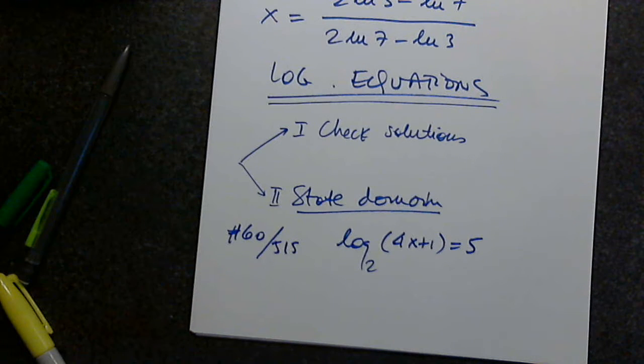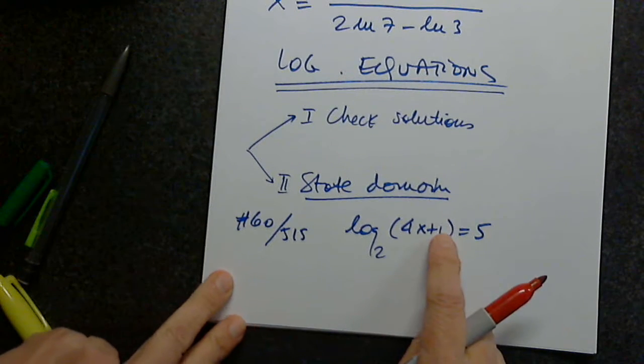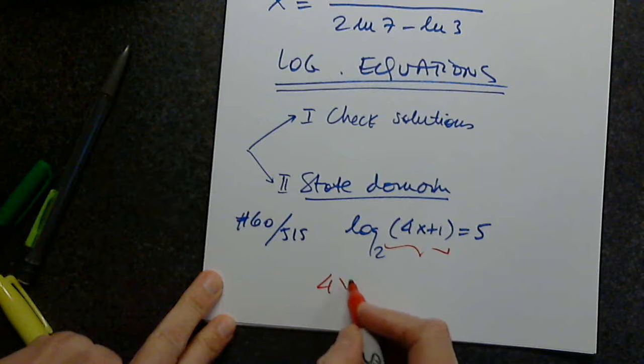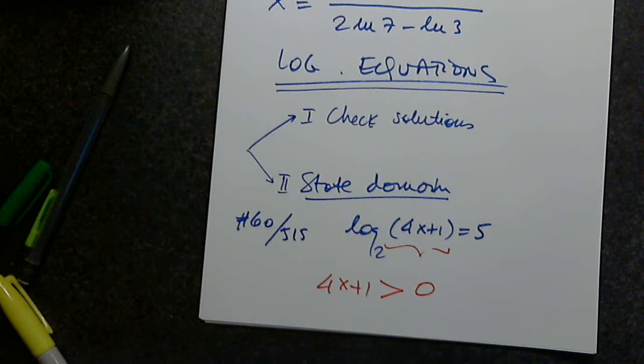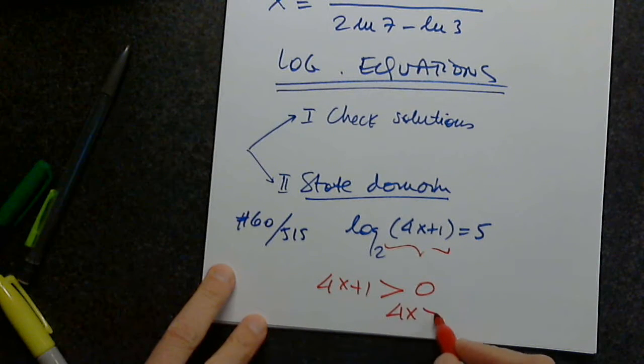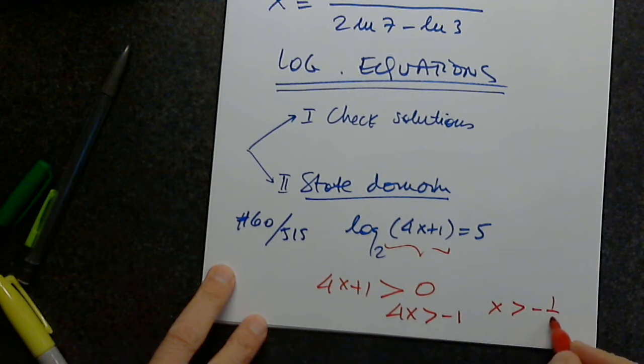So if we state the domain, what would you write? How do I determine the domain of this function? What has to happen here for log base 2 of this to exist? Yes, 4x plus 1. This quantity, 4x plus 1, must be greater than 0 for the log applied to 4x plus 1 to exist. If this number is not strictly greater than 0, log doesn't exist, is undefined. So then I have 4x greater than -1 and x greater than -1/4.